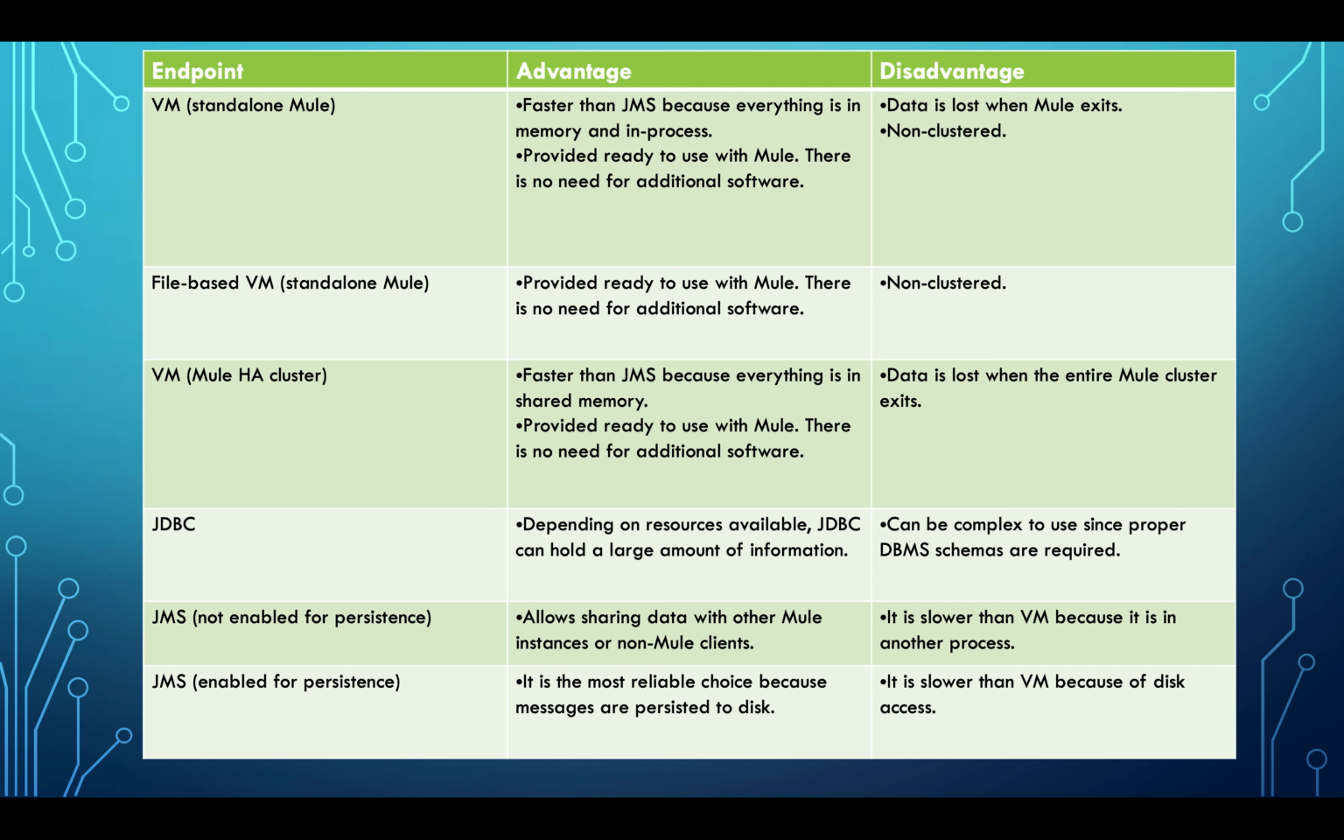Apart from VM and JMS, we have file and JDBC options as well. So for the file-based VMs, that is for standalone Mule, it is provided ready to use with Mule, but it is non-trusted, so it comes with restrictions. Just in case the Mule engine or this file gets corrupted, there is no way to retrieve the data. Similarly for JDBC, because it can hold a large amount of information and it will also require significant system IO operation, it could be complex and it could be slow as compared to the in-memory VM queues.